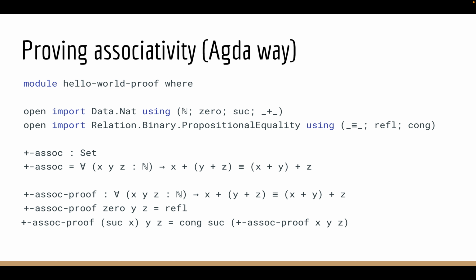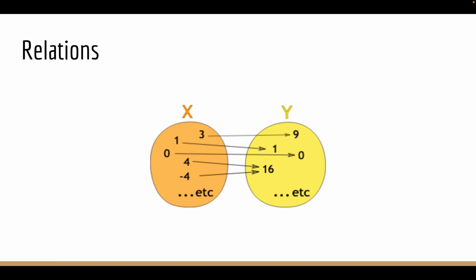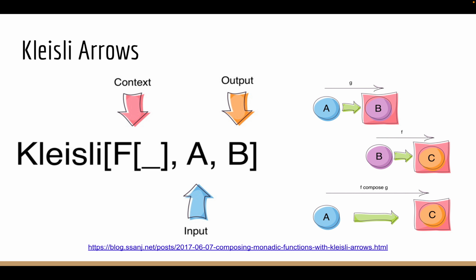And this is, for example, how a proof of associativity looks like in Agda. You can also use something like TLA+ to prove maybe more complex properties in parallel or distributed settings. And now we've covered so many relations between simple objects, but we don't have to limit ourselves to just numbers. We can also talk about relations between functions. And this is where Kleisli arrows are super useful because they allow us to compose functions.